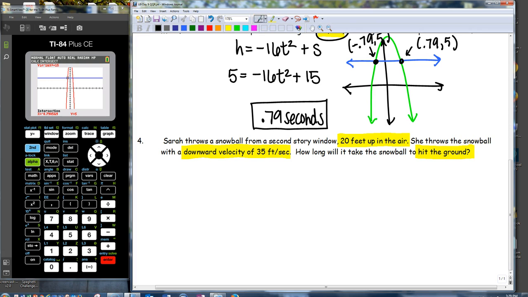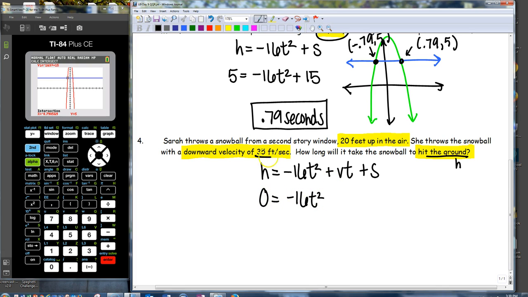So this problem has velocity. So we will use this formula. H equals negative 16t squared plus vt plus s. So again, think about what's happening here. The snowball is being thrown and it's hitting the ground. So if it's hitting the ground, that's referring to your end height. This is h. So the ground is 0.